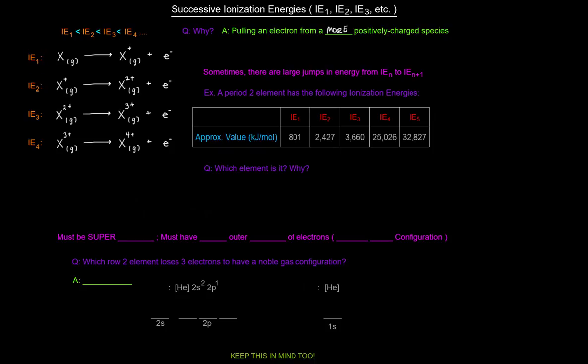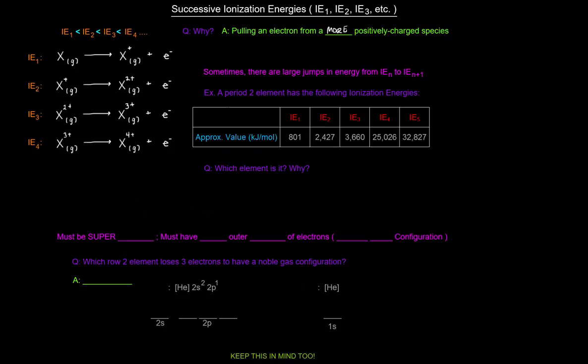All right. Now, sometimes there are large jumps in energy from one ionization energy to the next. So I just write that here as ionization energy N to ionization energy N+1. So from one to the next, sometimes the jump in the requirement for energy is pretty big. So that's something to pay attention to. And I have an example of a problem where that sort of situation is involved.